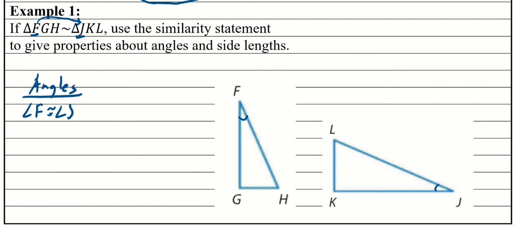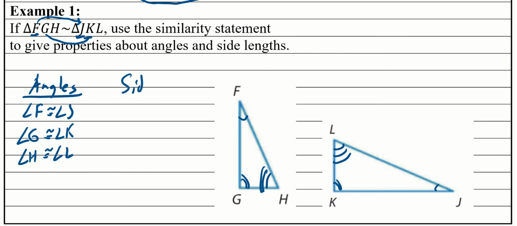Okay, we can continue to go around. Next one here, we have angle G. And again, I don't even need to look at the diagram. I can just see up here, angle G is supposed to correspond with K, so angle G is going to be congruent to angle K. And then same thing with the last pair of angles as well. Angle H and angle L are going to be congruent. So not too much difference in that aspect. Angles are still congruent to each other. Simple enough.